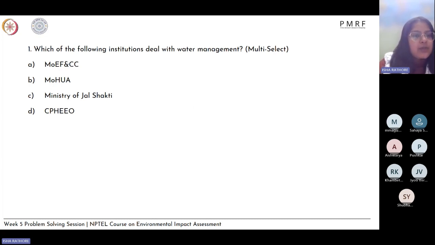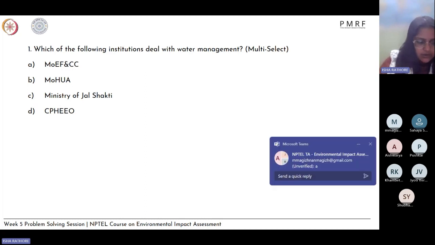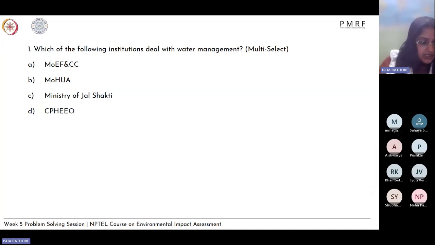So Ministry of Environment, Forest and Climate Change, MoHUA, Ministry of Jal Shakti, and the CPHEEO. Okay, I'm pretty sure you would have answered these questions. This is just like a revision. So this is a multi-select question. More than one answer can be correct.